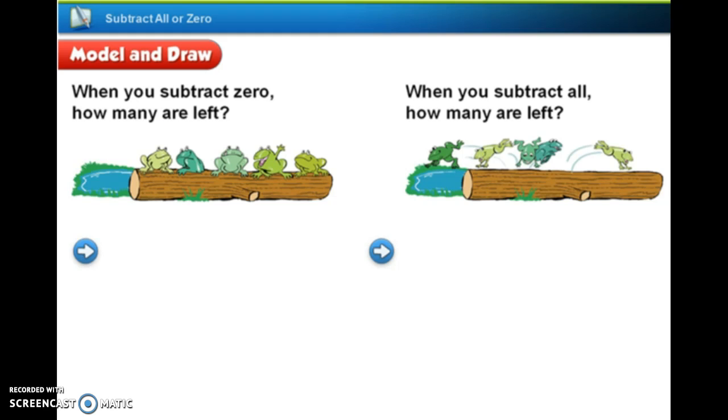How many frogs are on the log? Let's count them. 1, 2, 3, 4, 5. No frogs jumped off the log. So how many frogs are left? Let's see. 1, 2, 3, 4, 5. Let's write the numbers.